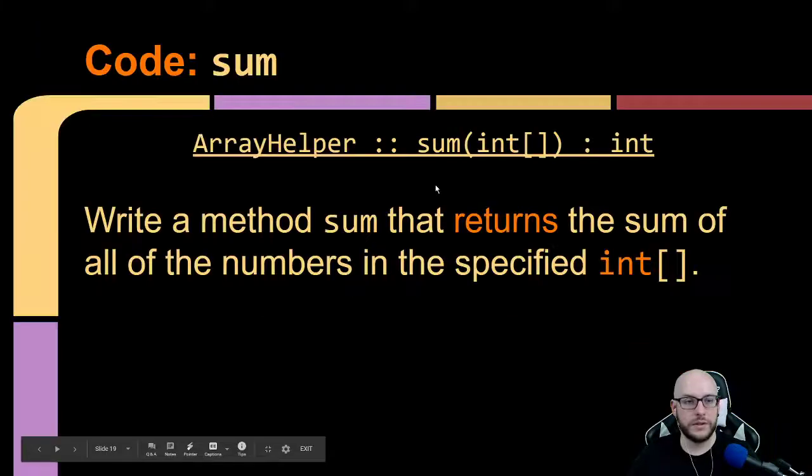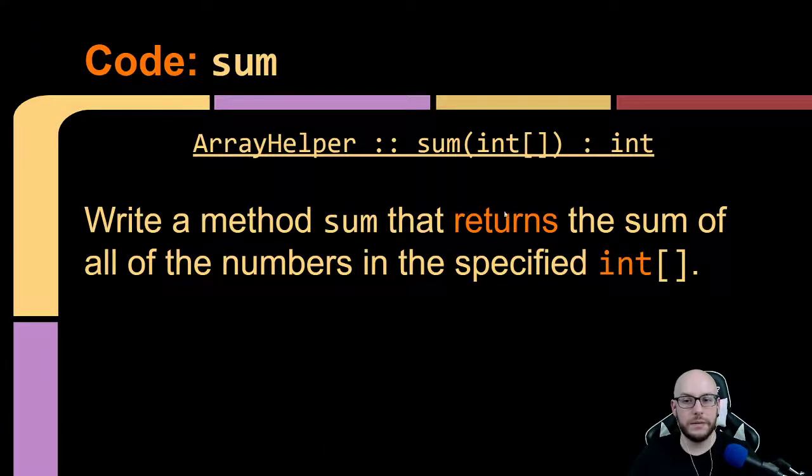Our next one is called sum. Write a method sum that returns the sum of all the numbers in the specified integer array. Notice that we're taking in just a single integer array as our parameter. The name of the method is sum. It's in ArrayHelper. It's static. It's going to return an integer.